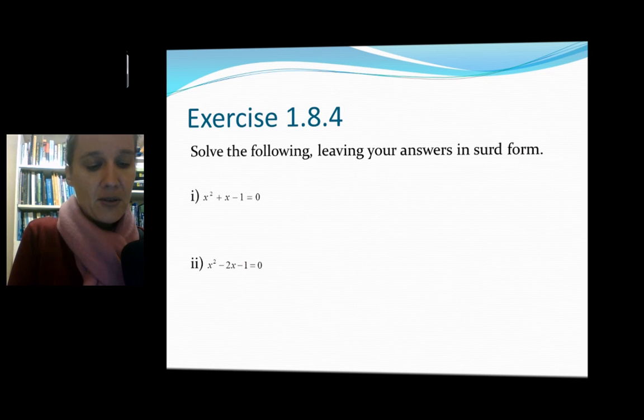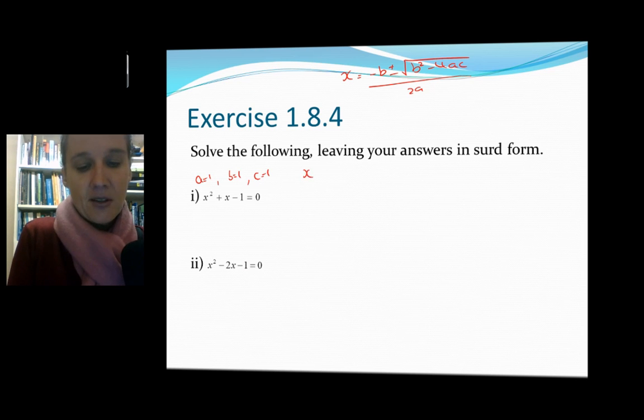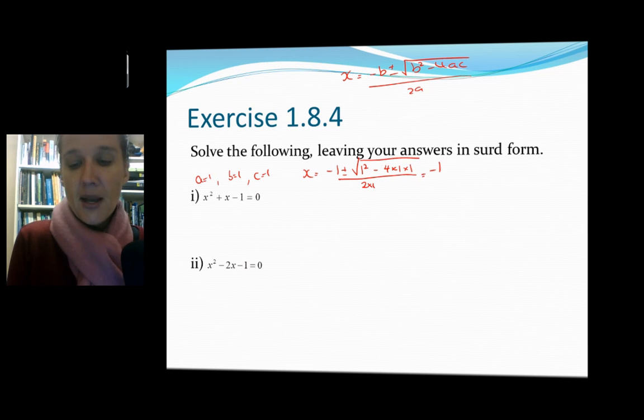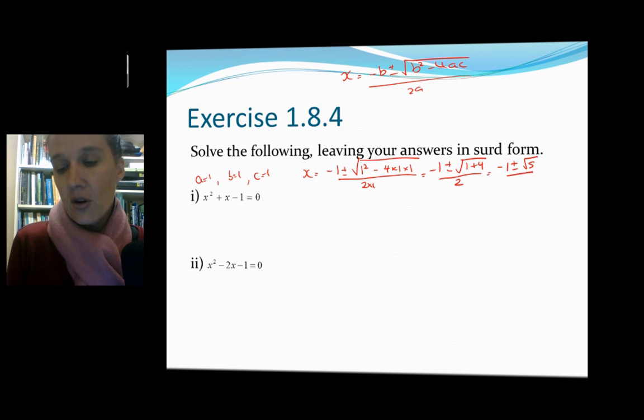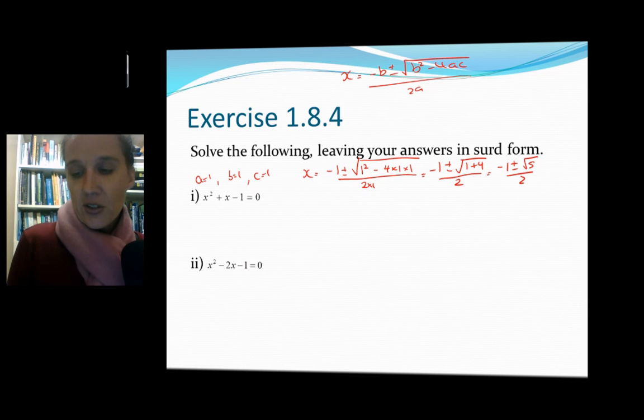So solving the following questions. We put in our formula: x equals minus b plus or minus the square root of b squared minus 4ac, all divided by 2a. a is 1, b is 1, and c is minus 1. So here we've got minus 1 plus or minus the square root of 1 squared minus 4 times 1 times negative 1, on 2 times 1. So minus 1 plus or minus the square root of 1 plus 4, on 2. Minus 1 plus or minus the square root of 5 on 2. So we leave it in this SOAD form here.